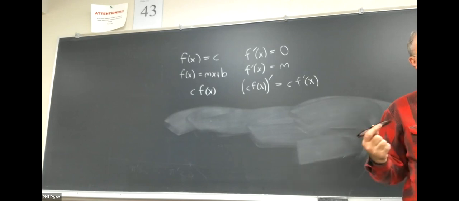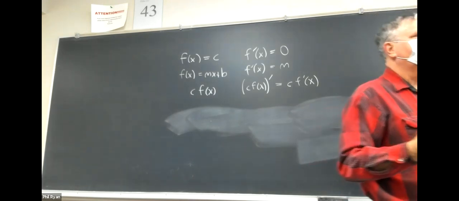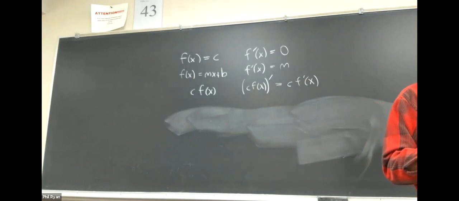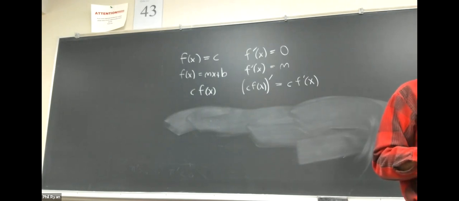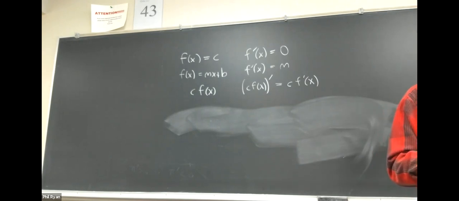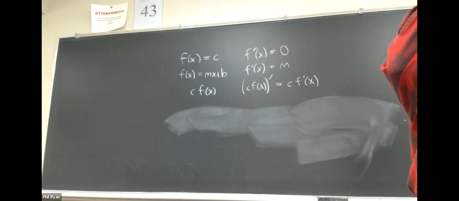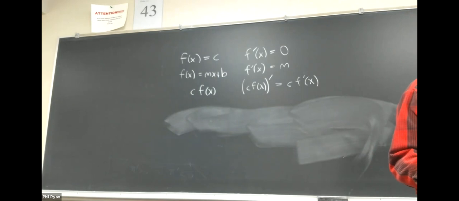So the rules come in two flavors. The first type of rule is you're given a specific type of function. It could be an exponential, a logarithmic, a power function, or a trig function. We need rules for figuring out the rates of change of those.